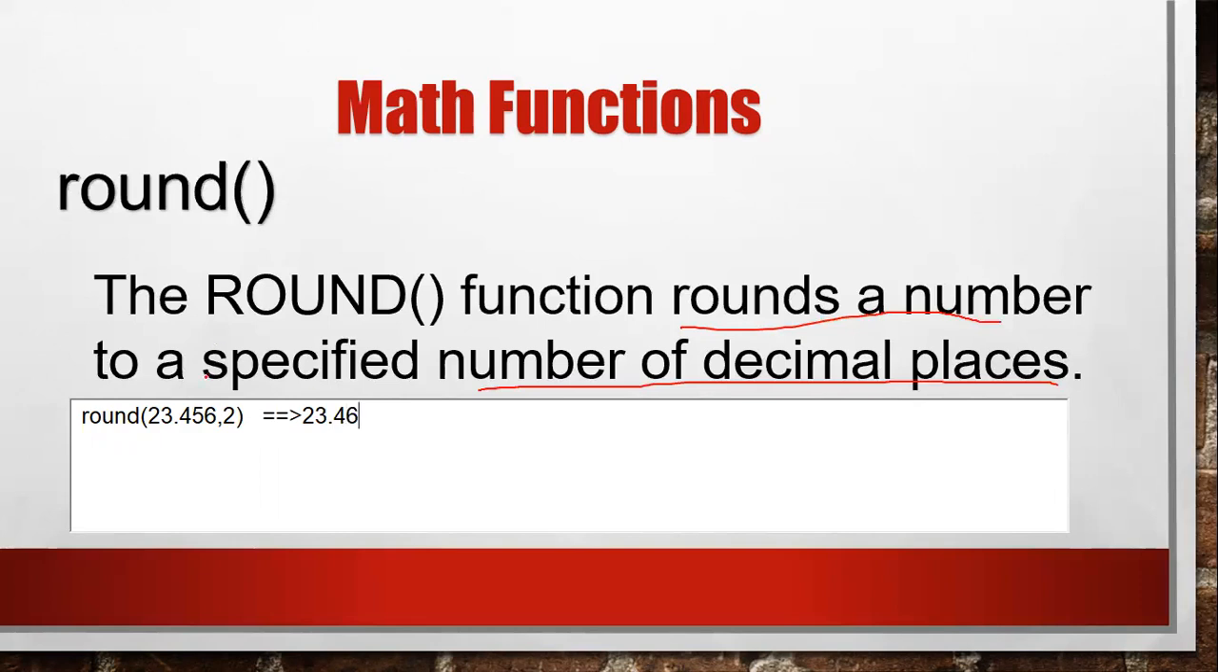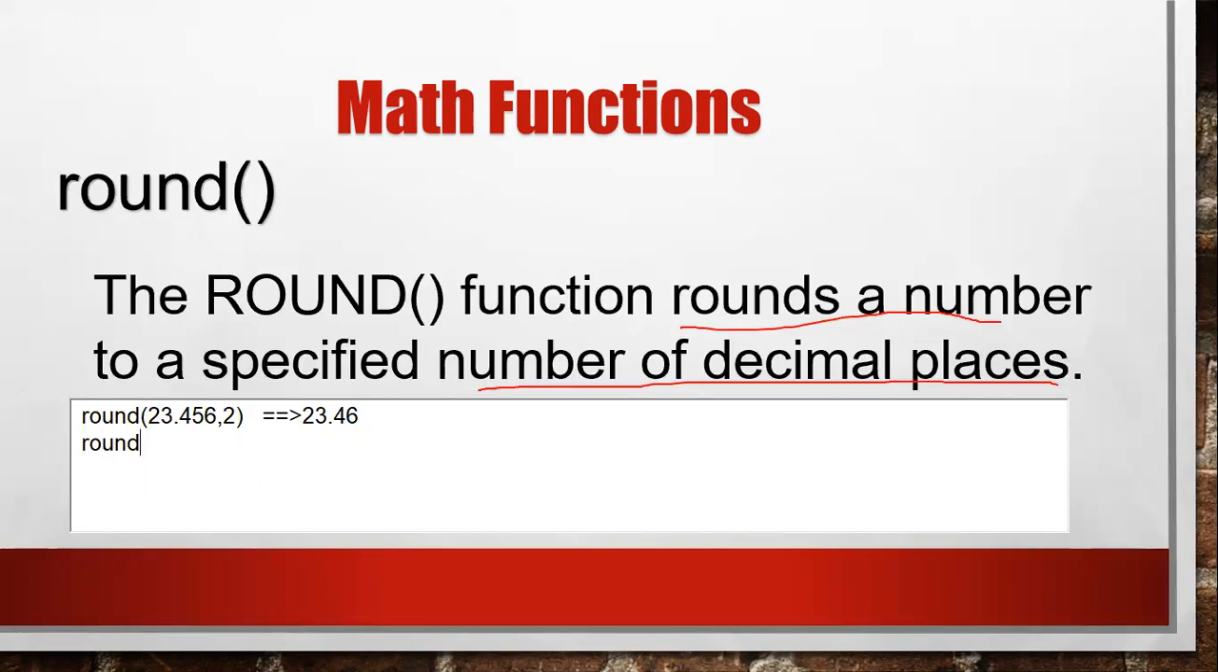23.46. Why 6? Because you can see that this is the number 6. So 6 is greater than 5, so that's why this 6 is removed from the number and 1 is added to the previous number, that is 5, and we get the result as 23.46. Let me give you some more examples of this.